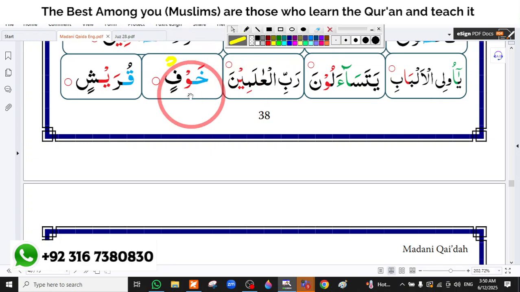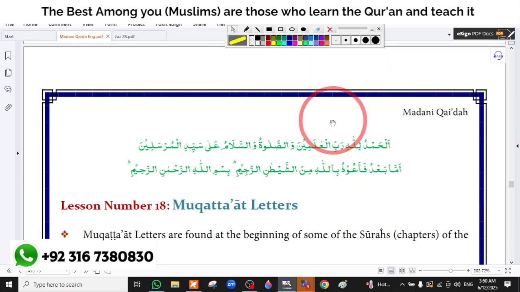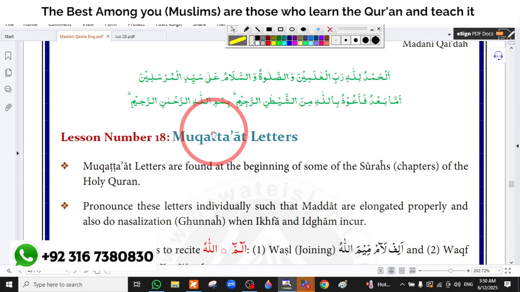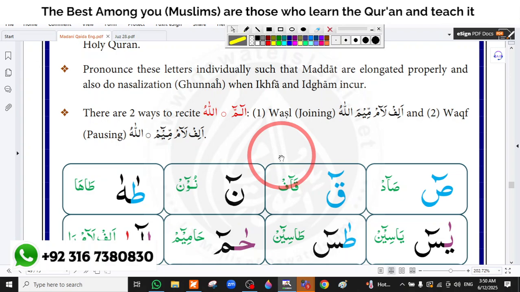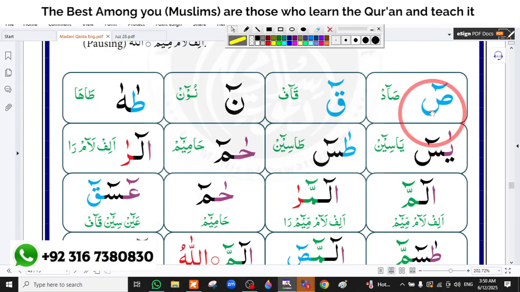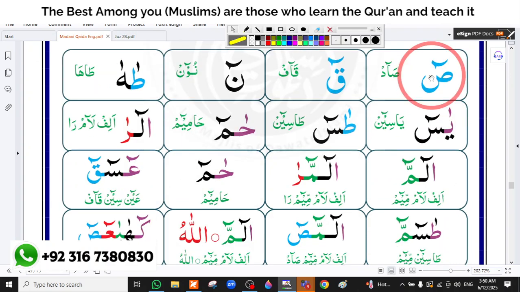Khawf. Yes. So the next lesson is the letters of muqatta'at. These letters appear at the beginning of some of the surahs in the Quran. So how do we say this one? Can you say it, please? Yes, do qalqala.